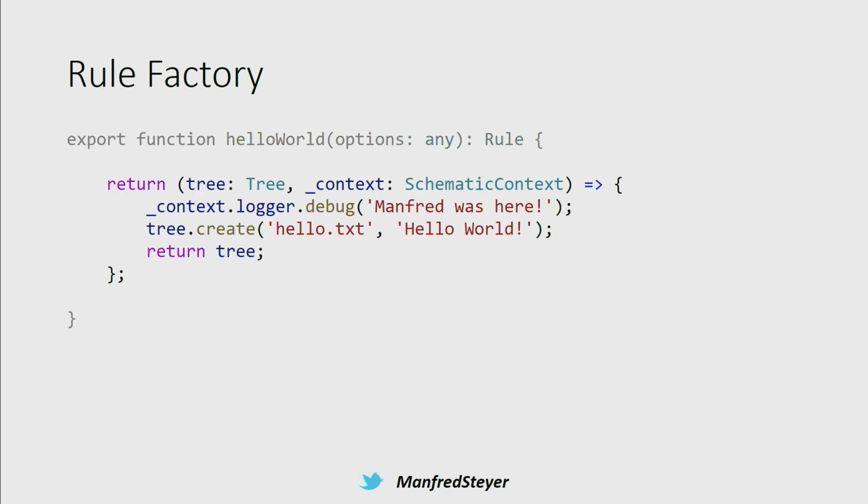And this in turn is also just a function, and this function takes the tree. As you've heard before, the tree is representing your staging area, and it takes a context object with some additional stuff. For instance, as you see here, the context contains a logger you can use to log out some information. And with the tree, you can create some new files, for instance. Here, because it's such a nice habit, I'm creating a hello.txt file with the contents hello world.